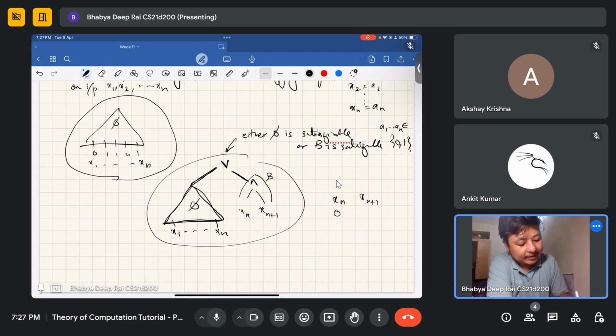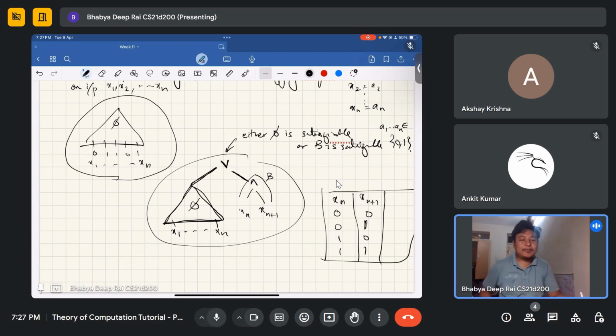Okay, and let's draw the truth table: 0 1, 1 0, 1 1. Can you think of an operation on these bits such that exactly two parts will be 0 and the remaining will be 1? Exactly 2. It could be somewhere here, or something like this. Can you think of something like this? What is the operation for this?